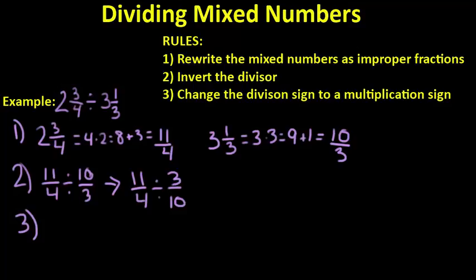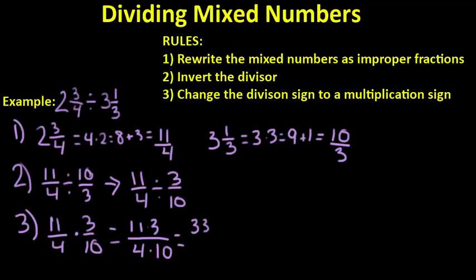Third step, simply change the sign. So we have 11 over 4, and instead of dividing, we're going to say times 3 over 10. Now we solve. Numerator times numerator, 11 times 3. Denominator times denominator, 4 times 10. 11 times 3, 33. 4 times 10, 40. And that is in the simplest form.